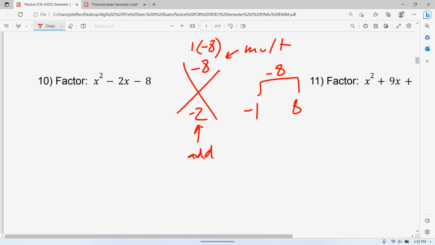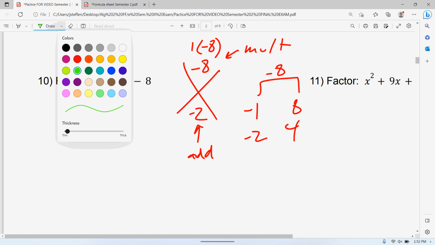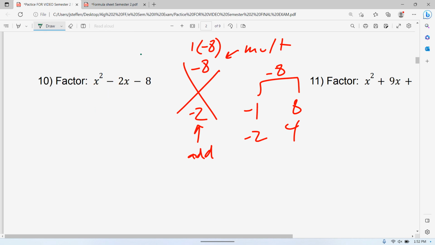So negative 1 and 8 would multiply to be negative 8. Negative 2 and 4 would also multiply to be negative 8. I think that's pretty much it. So we then want them to add up to be negative 2. Well, these are close. They add up to be positive 2, so all you have to do is switch your signs. So now, positive 2 times negative 4.